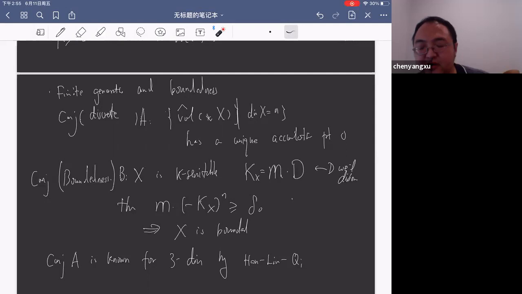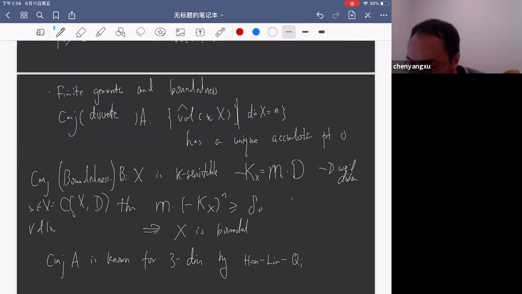But then minus K_X is equal to m times D. This D needs to be an integral Weil divisor, but this m is some number. So if I consider the singularity to be the cone over X, but now I use D, this Weil divisor, I can still formulate a cone. Then the volume of this, I should call this maybe Y, is precisely m times minus K_X to the power n. So there is a weight index here.